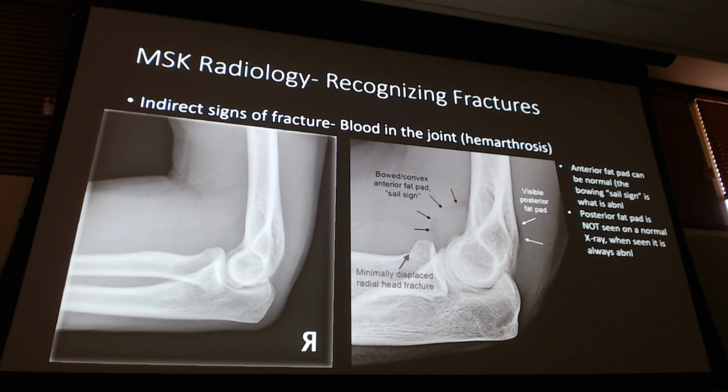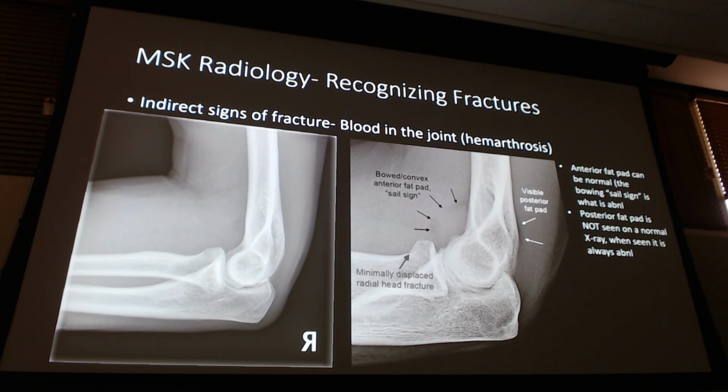Now, when I look posteriorly, does anybody see any radiolucency on the normal posteriorly? I hope not, because I don't. There's nothing there, okay? It is normal to have a radiolucency on the anterior side of a normal x-ray of the elbow. That's your anterior fat pad. That is thicker. It's normally seen.